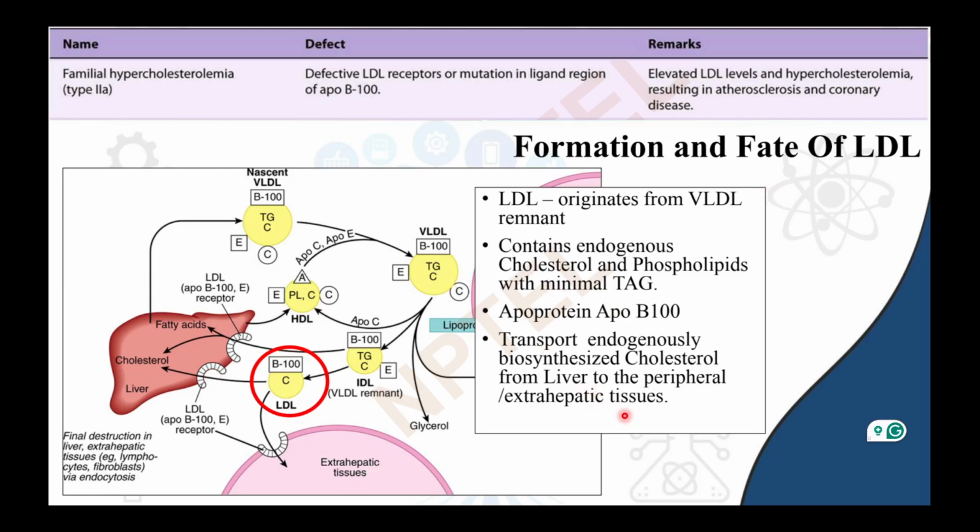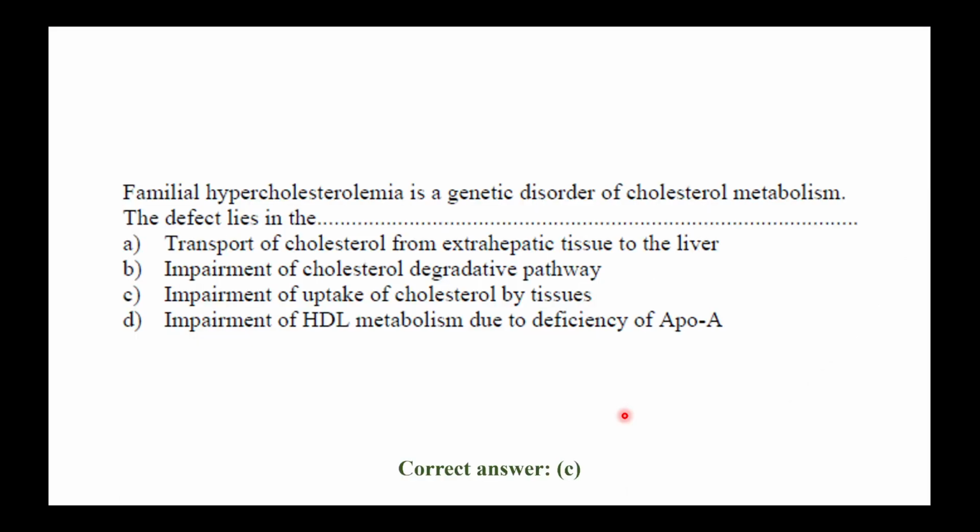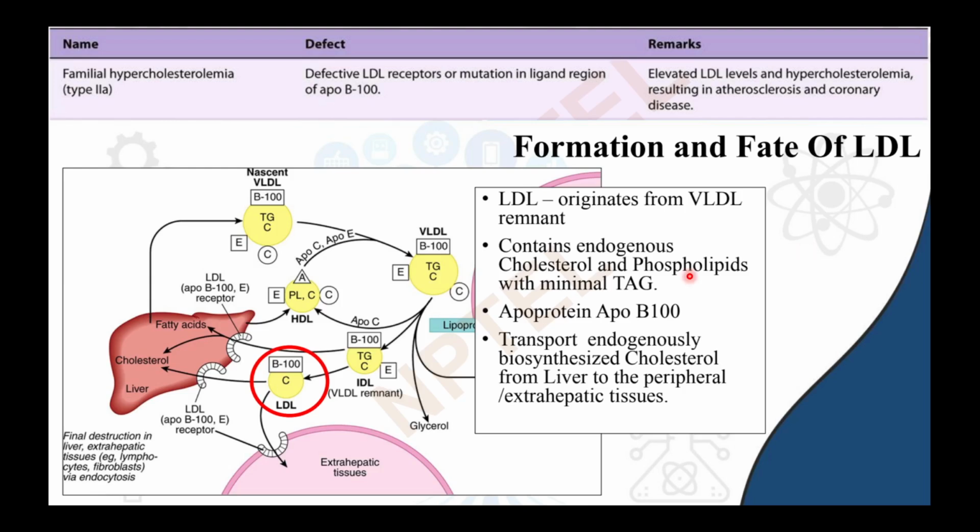transport of the cholesterol from the liver to the extrahepatic tissue. So your option A was from extrahepatic tissue to the liver. So it's the opposite actually. So you see, this is the LDL, VLDL metabolism. So VLDL has ApoB100 as the integral protein, and the mature form has the ApoE and ApoC2.